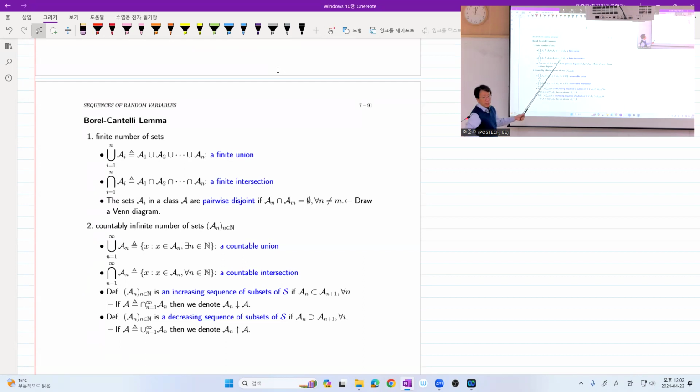Second, we have a finite intersection, finite union, finite intersection. And we have now expanded it to countable. See that? Now we have a countably infinite number of sets. So this is a countable intersection. And we have a countable union and a countable intersection.